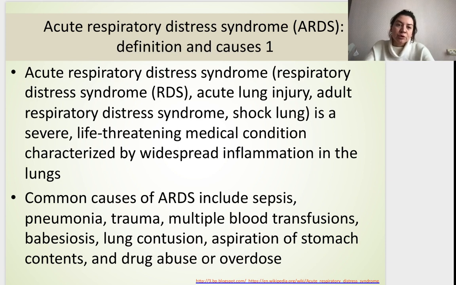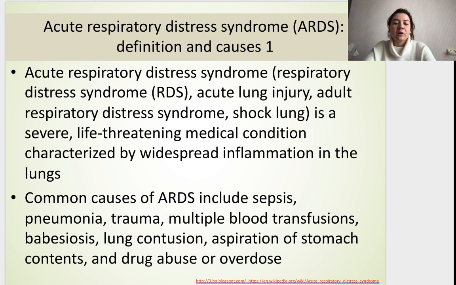Next syndrome, acute respiratory distress syndrome. I told a little bit about this syndrome today. It's more usual for children, especially for newborns, but it can be found in an adult person. Let's give a definition. Acute respiratory distress syndrome, or respiratory distress syndrome, or acute lung injury, adult respiratory distress syndrome, or shock lung, is a severe, life-threatening medical condition characterized by widespread inflammation in the lungs.